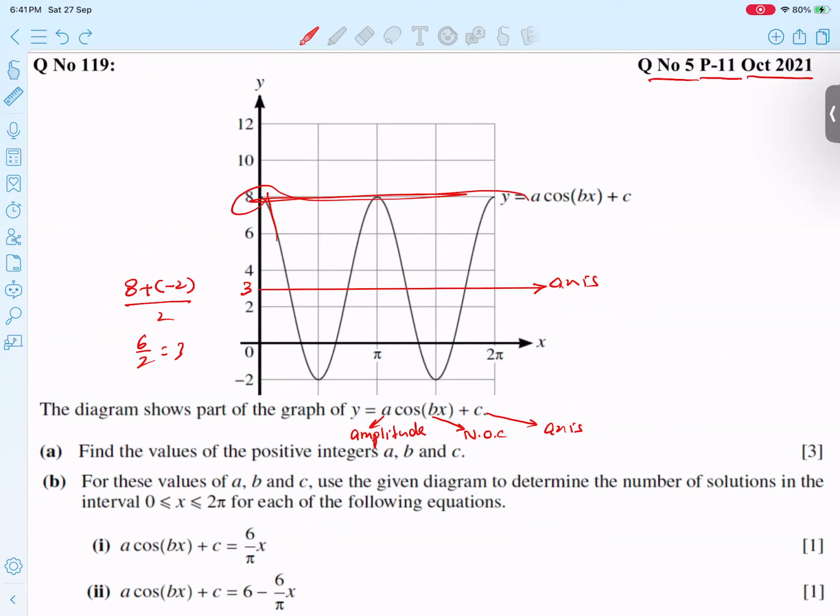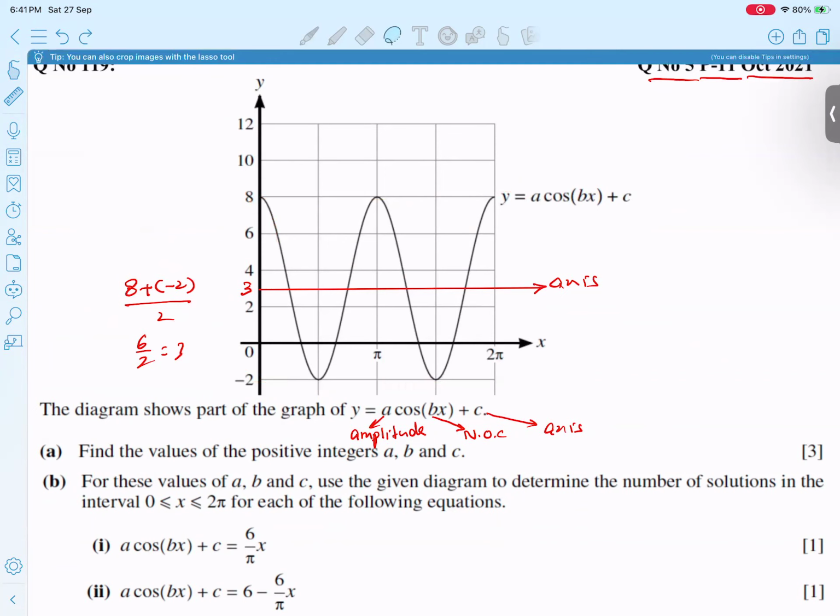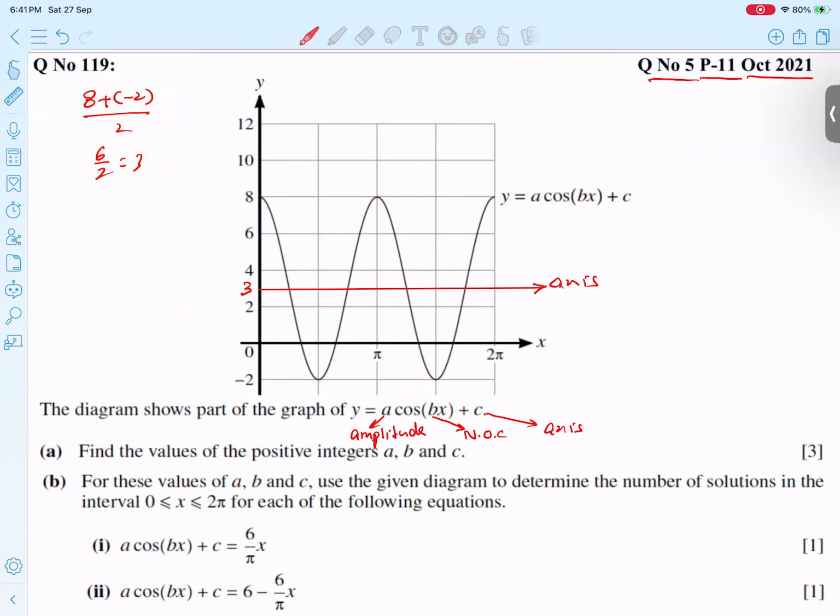And I hope you understood well how I got the C value. This is the working for the C value. The C value is called axis. Alhamdulillah, this is clear.